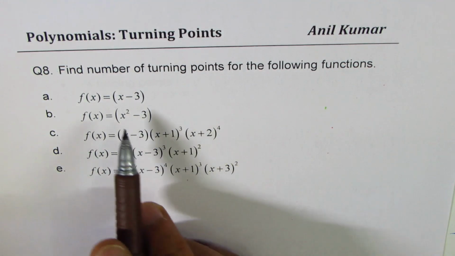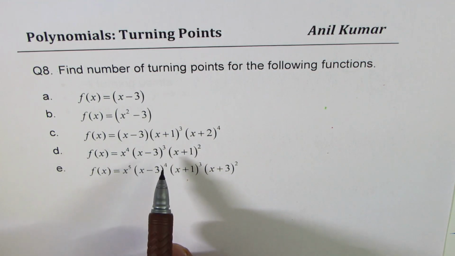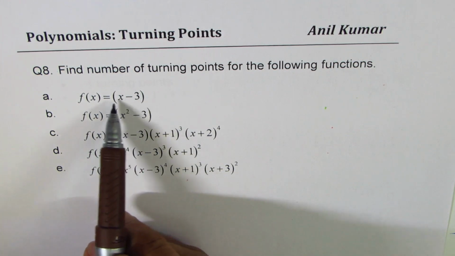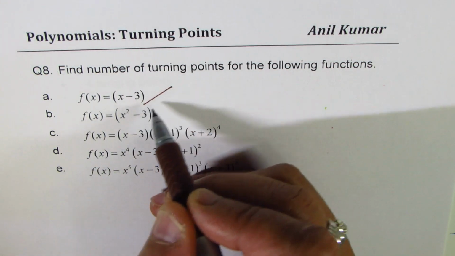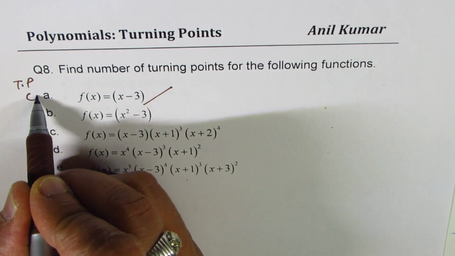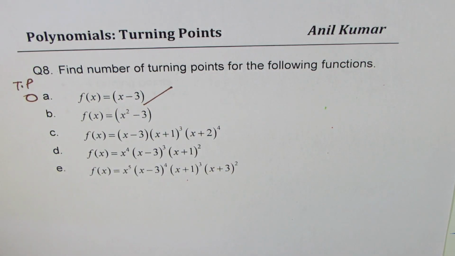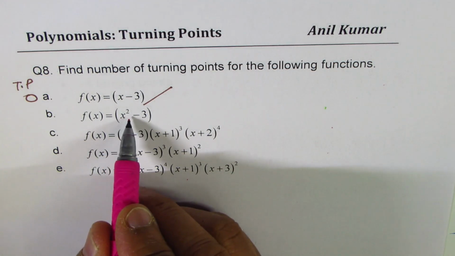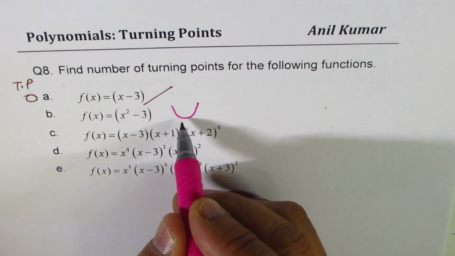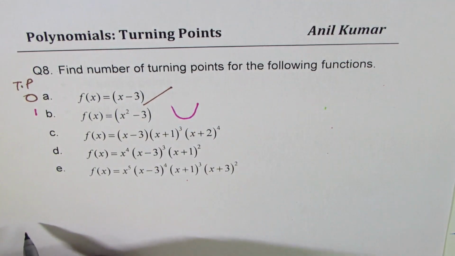Now, I would like you to sketch and then get the answer, but let me give you direct answers. Now here is a linear function, right? So it's kind of a straight line, so there is no turning point. So let's write down turning points here. So for this one it is 0. Now that seems to be a parabola, right? So a parabola will turn once. So we have 1 turning point.